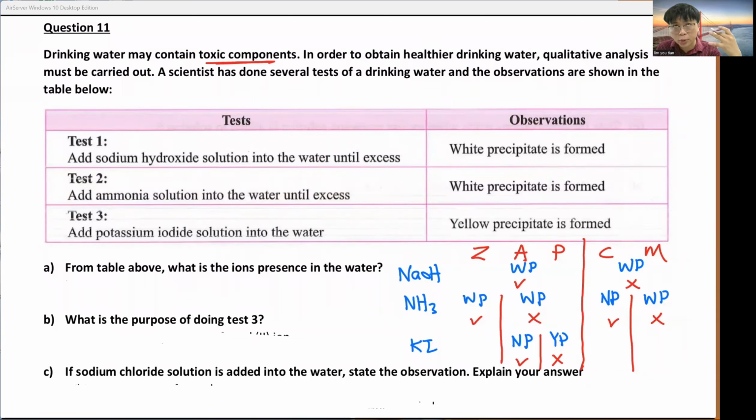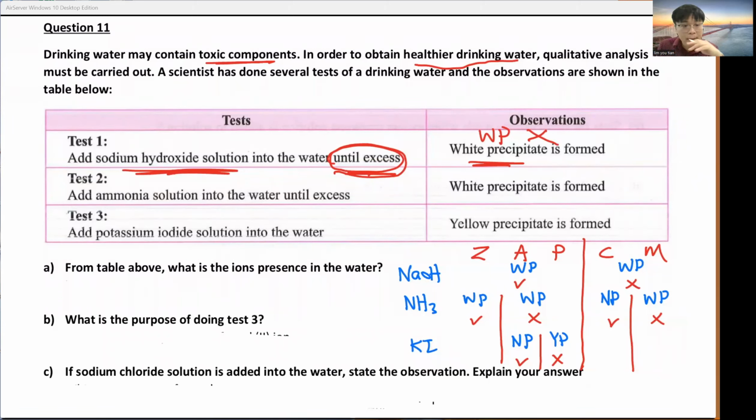So they will try to do a qualitative test. To make sure it's healthy drinking water, they do analysis. So this is the result that came out. When you put sodium hydroxide into water until excess, a white precipitate came out. So this is WP. SSO means this is insoluble.